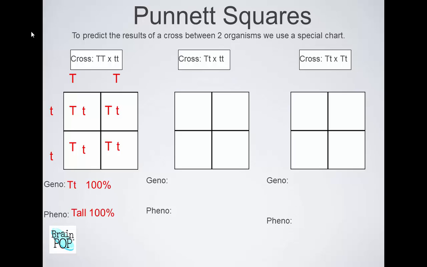Mendel saw this. He noticed that whenever he crossed a pure tall plant with a pure recessive plant, all of the seeds grew into tall plants. There were no short plants at all.